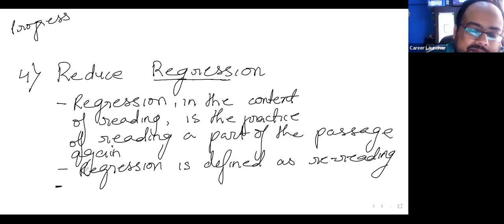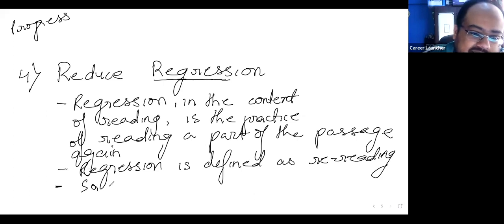But at the same time, in some cases, you might have to go back to what you have read earlier, either because it was difficult to understand or you have to answer a particular question. So in some cases, it becomes unavoidable. So don't compromise on accuracy or comprehension. But at the same time, to the best extent possible, while practicing over the next few months, try to reduce regression as much as possible.